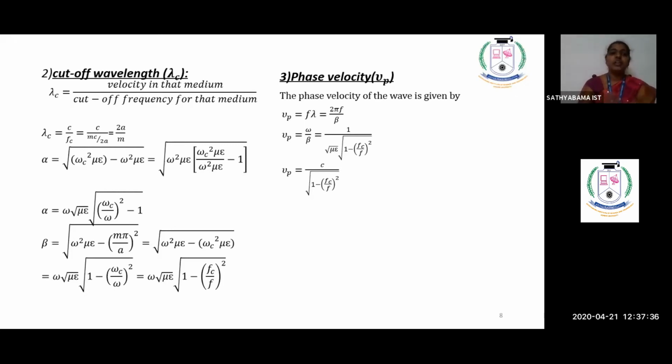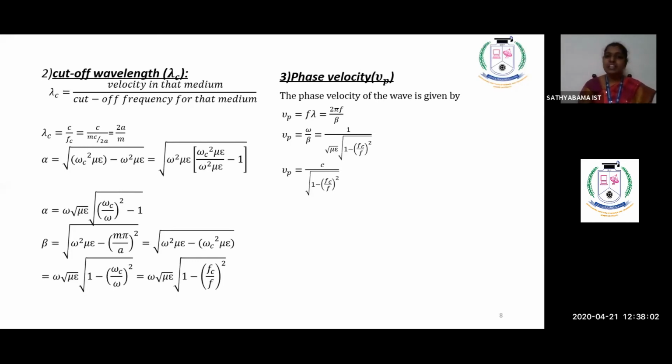This is equal to the velocity in that medium divided by your cutoff frequency for that particular medium. So you know fc, so easily you can find lambda c, because lambda is equal to c by f. So lambda c will be equal to c by fc. If you substitute, you get the answer to be 2a divided by m, where a is your spacing and m is an integer.